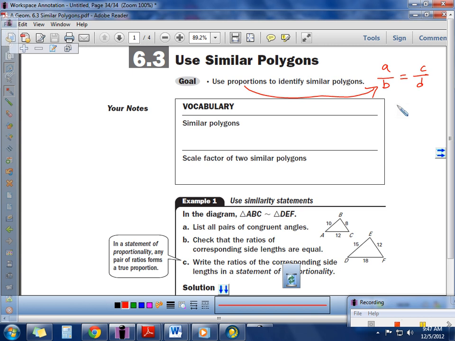Next thing, we have to define what similar polygons are. What are similar polygons? Okay. They look the same, but they're not the same. Same angles, different sides. So same angle measurements, different side lengths.